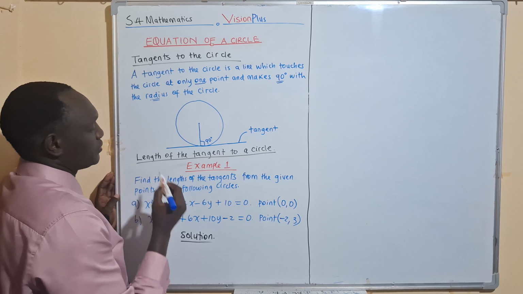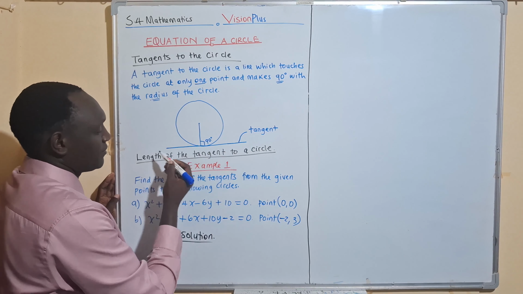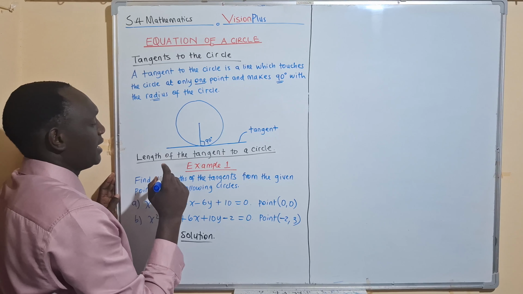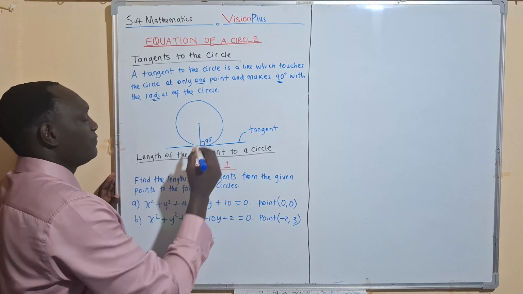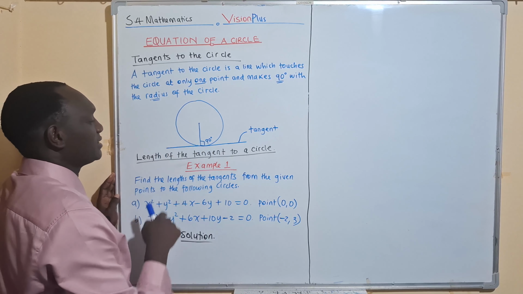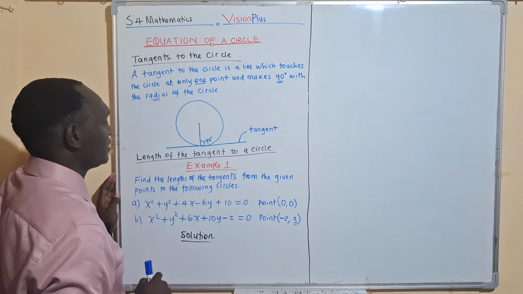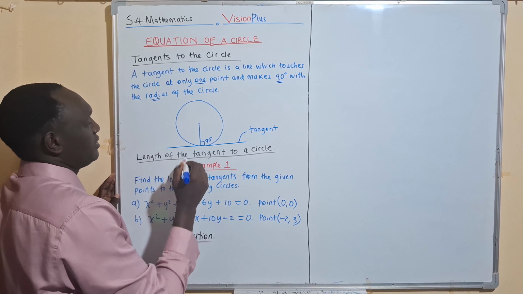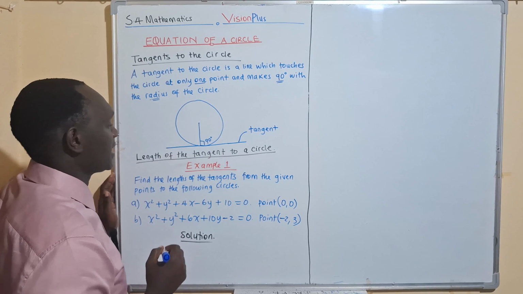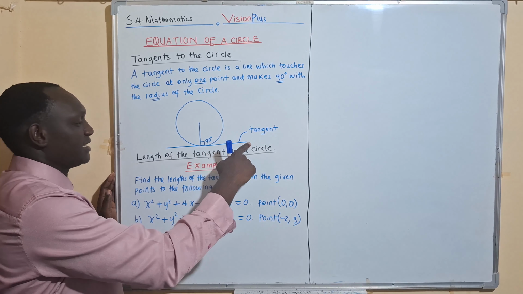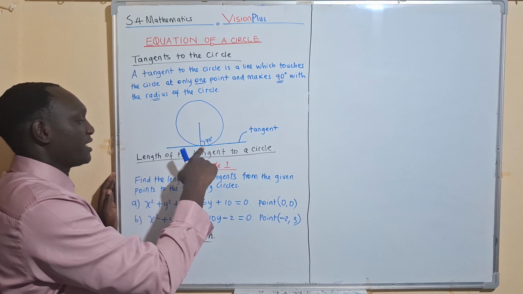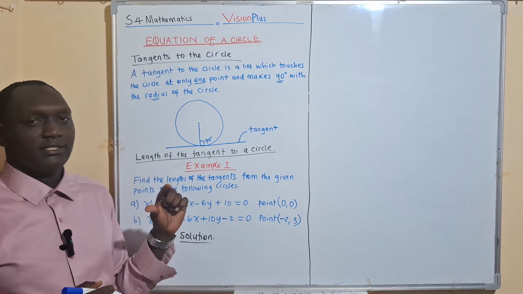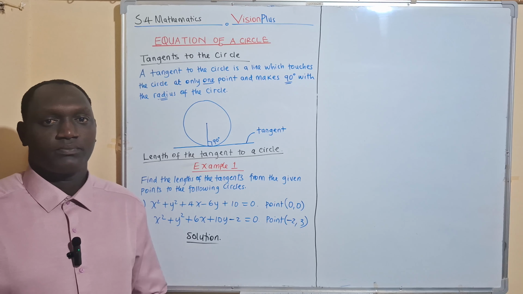So this is the illustration. This is the line, but because it is touching the circle at only one single point, and as long as it is a circle, it will always make an angle of 90 degrees with the radius of the circle. Why? Because the radius of the circle is the distance from the center to any point on the circumference. So as long as the tangent is touching the circle at one point on the circumference, then it makes an angle of 90 degrees to the radius, which is drawn from the center to that point.